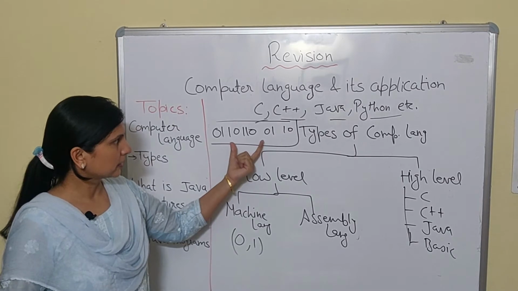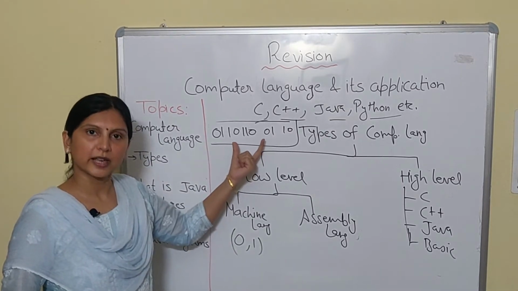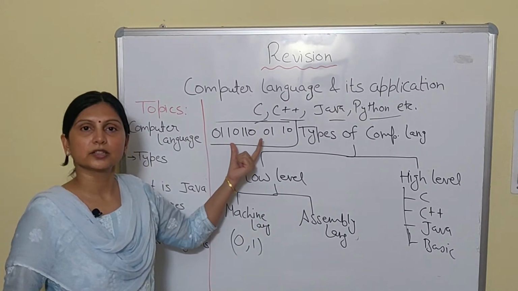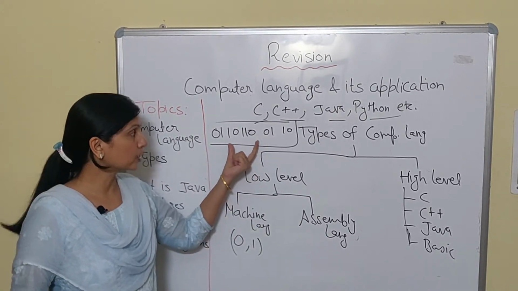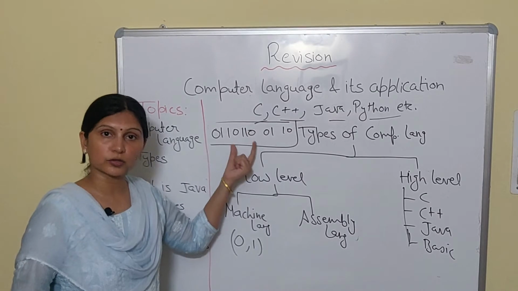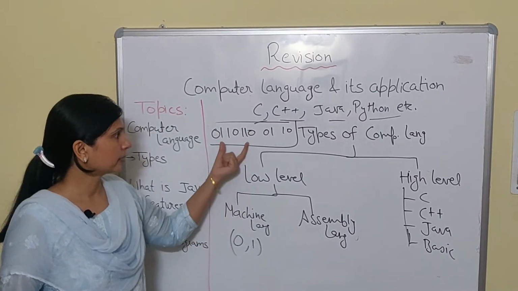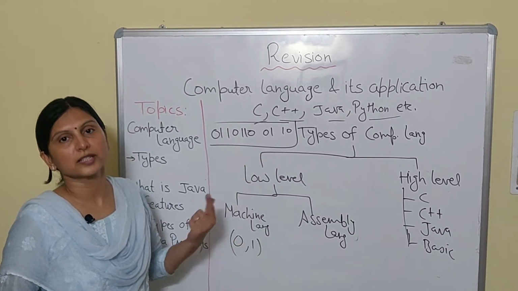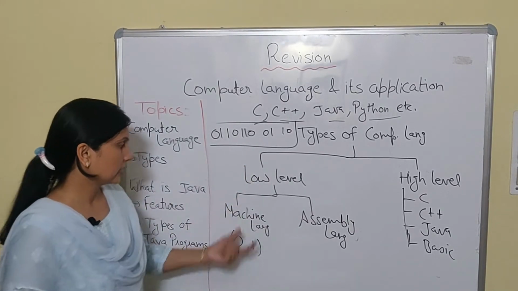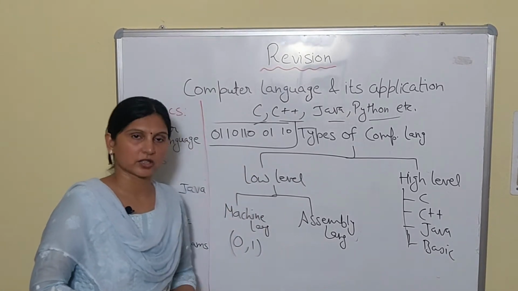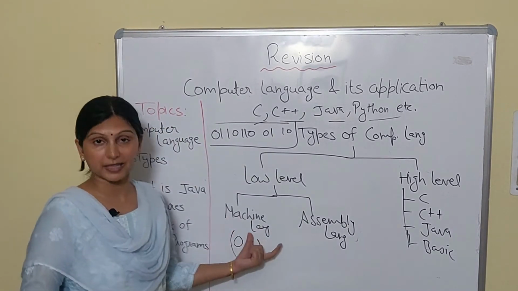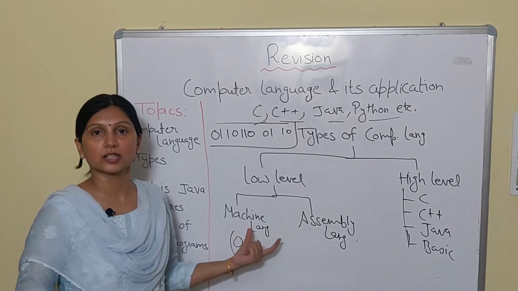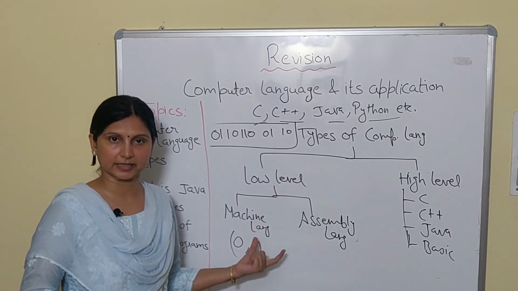Now what do you think, would it be easy for the user to write instructions in terms of 0, 1? No, because in this case we need to memorize the codes, like the code for addition, the code for subtraction and so on. So this was not easy for the user. Now, what was the other disadvantage? The main disadvantage was that machine level language was machine dependent.